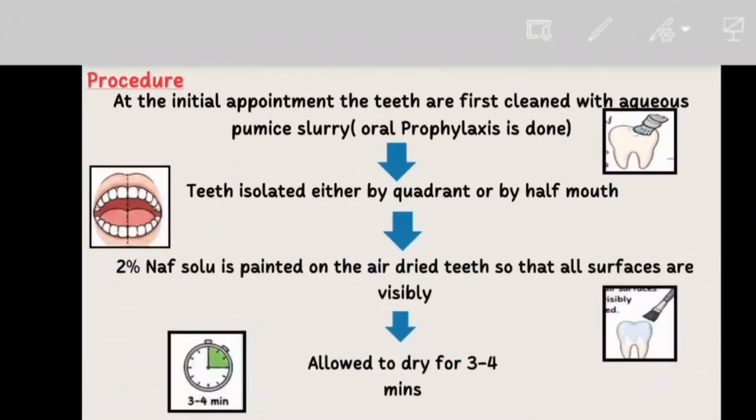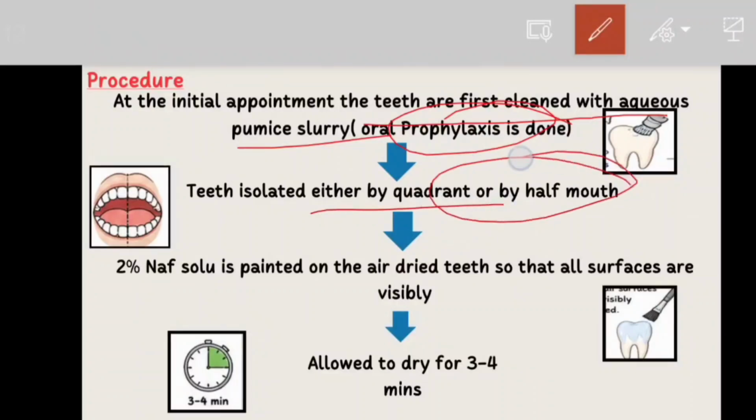Now we see the procedure of the Knutson technique. So now let's understand the procedure step by step. So first one is at the initial appointment, the teeth are first cleaned with the aqueous pumice slurry, and this is called the oral prophylaxis. Okay. Now after this, we isolate the tooth. So here the tooth is isolated either by the quadrant or by the half mouth. So we can treat one quadrant at a time or the half of the mouth at a time. So question for you, why do you think isolation is important? Yes, because we want to apply fluoride properly over the tooth surface and prevent the interference from the saliva.